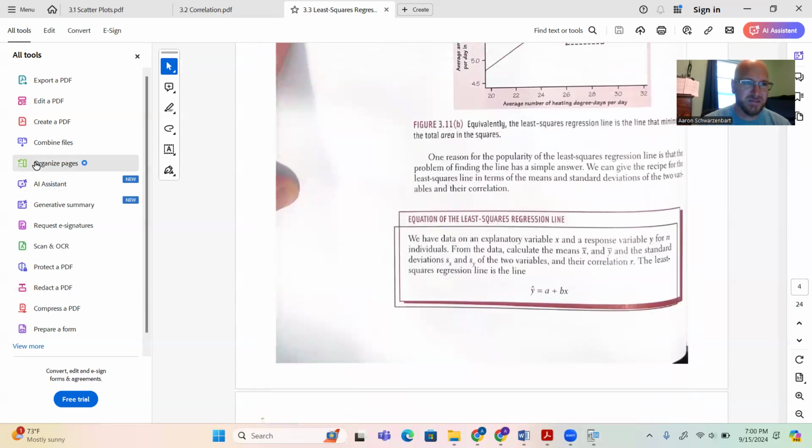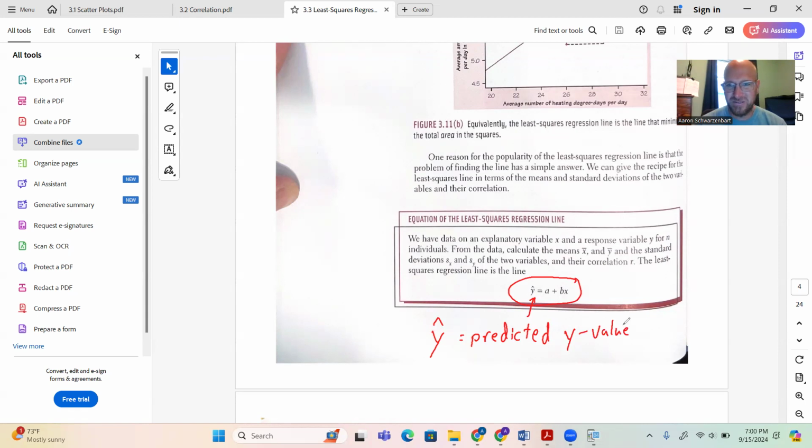A couple of things to note. The equation for the least squares regression line. This little thing here, we have y hat. Y hat means predicted y value. You have a table full of y values that you actually got. Y hat means the predicted y value for a given x. In this case, A is my y-intercept and B is my slope.